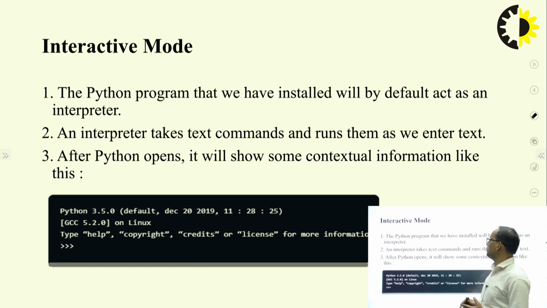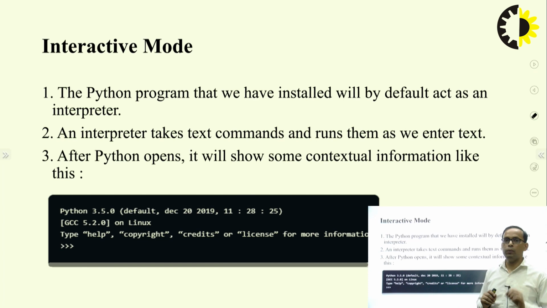First step, the Python program that we have installed will by default act as an interpreter. There is a Python interpreter on which we write the code and execute it. The Python interpreter takes text commands, and to run those commands we have to press enter. Once we have installed Python successfully, we will go to the Python interpreter.